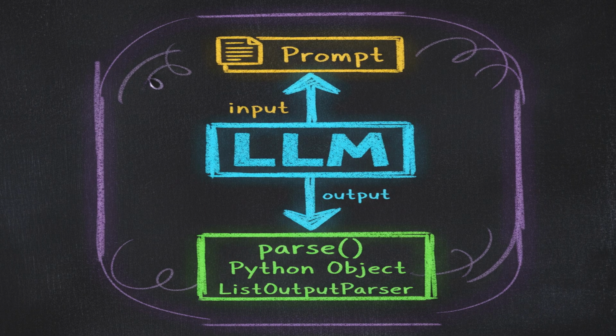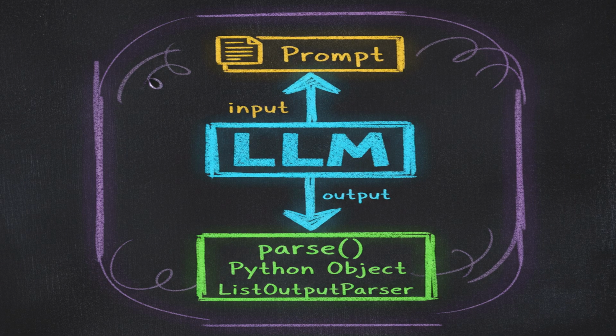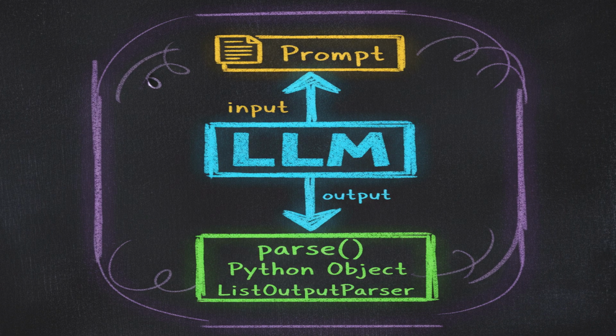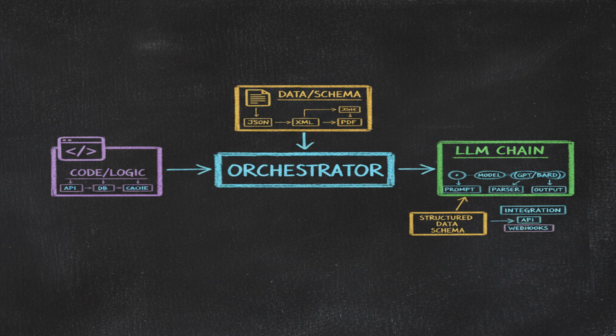LangChain provides several built-in output parsers, including list output parser, date-time output parser, and comma-separated output parser, each tailored for specific data types. With the foundation in place, let's tackle how this works under the hood, focusing on the Pydantic output parser. This is your workhorse for enforcing structured output.